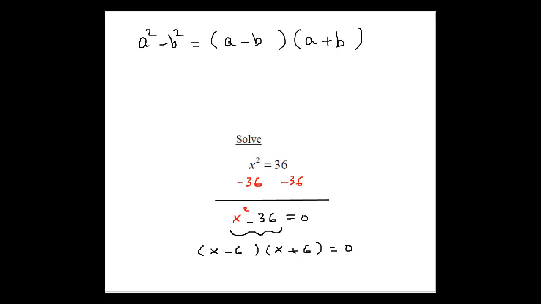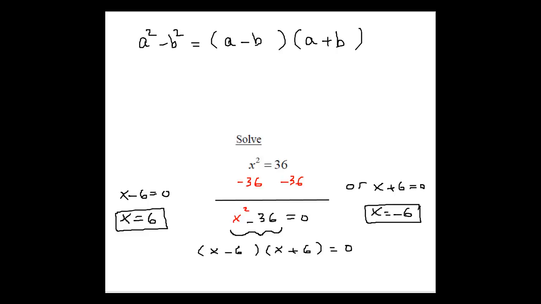Now, what do we get out of this? So what's your next step? x minus 6 equals 0, or x plus 6 equals 0. So x is equal to what? 6, or negative 6. You get two solutions. Again, because it's a second order equation, you expect to get two solutions, and that's how you solve this for x. Very good.